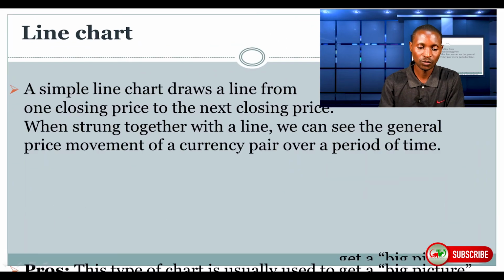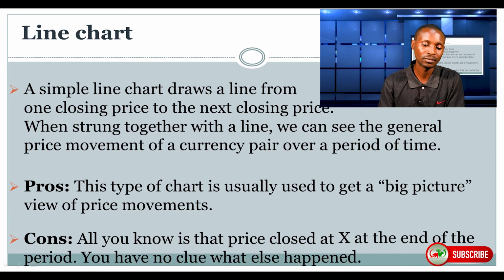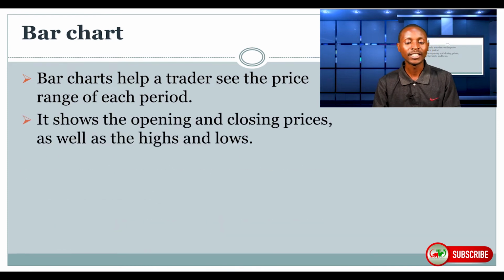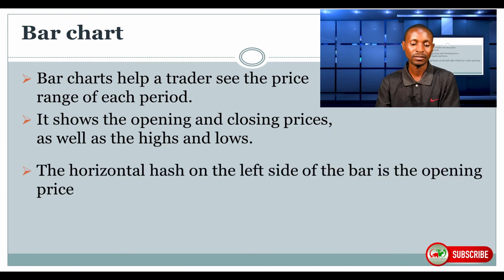The second way to visualize the price movement is the bar chart. Bar charts help a trader see the price range of each period. That is the advantage of the bar chart. It shows the opening and closing price, as well as the highs and the lows of the price in a particular period, which you may choose for yourself. Let's say you want to visualize how the market has moved during a day: the bar chart will show you the open, close, high and low of the trading session.